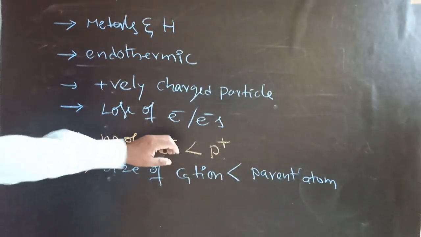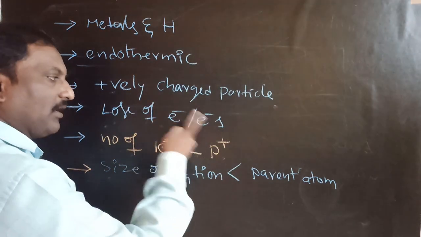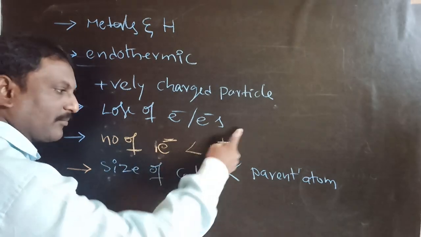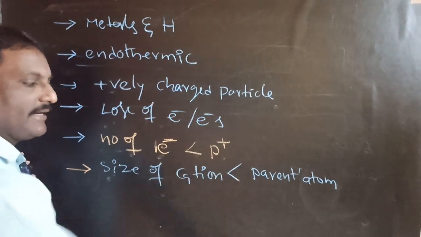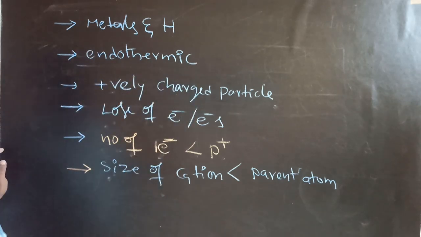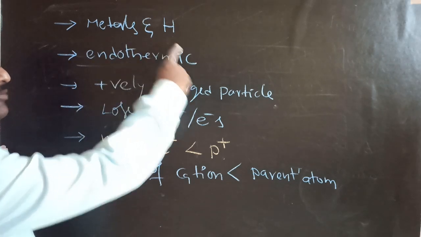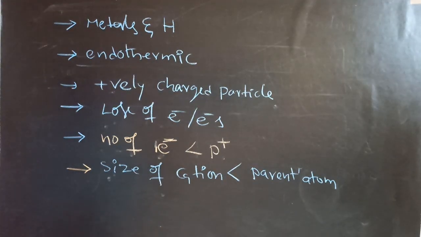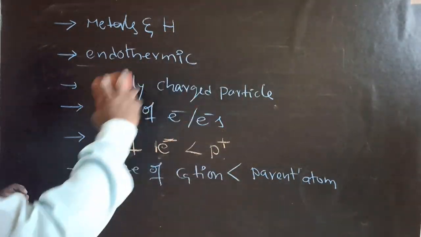First one, generally cations are positively charged particles. They are found by the loss of electron or electrons. In case of cation, the number of electrons is lesser than the number of protons. The size of the cation is always smaller than its parent atom. Next one, formation of cation is endothermic in nature. Generally, cations are found by metals and hydrogen. Let us take examples, and with the help of examples, I will explain all the points.